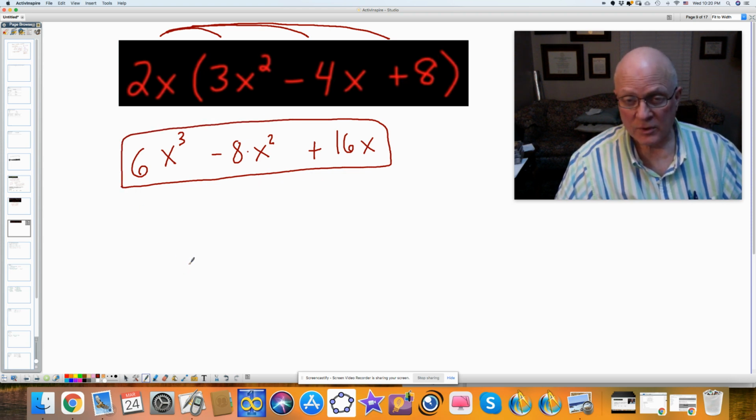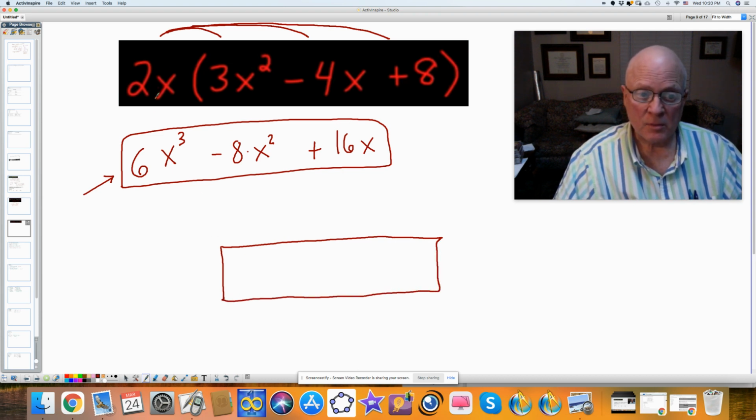Now, if you struggle with this, one way to get to this answer that would be somewhat useful is to make a box. We're going to call this an area. The area of a box is the length times the width. The length will be the monomial, the 2x. The width will be the polynomial. So we'll have 3x squared, we'll have our minus 4x, and we'll have our plus 8.